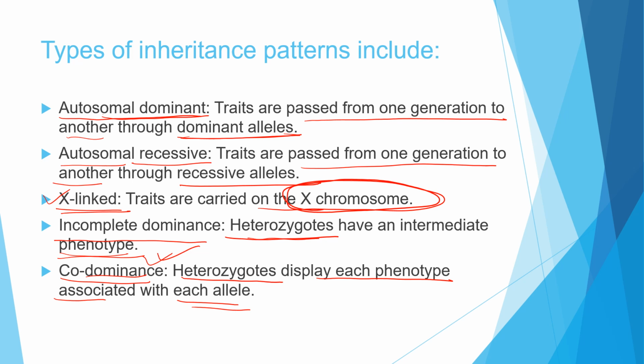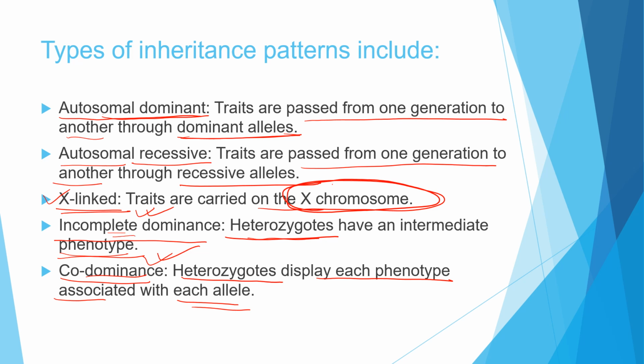And incomplete dominance, you can see when the mother is having curly hair and the father is having straight hair, the child will have wavy hair. That is incomplete dominance. That is, neither the curly hair is dominant here, nor the straight hair is dominant here. So it is incomplete dominance of one over the other.